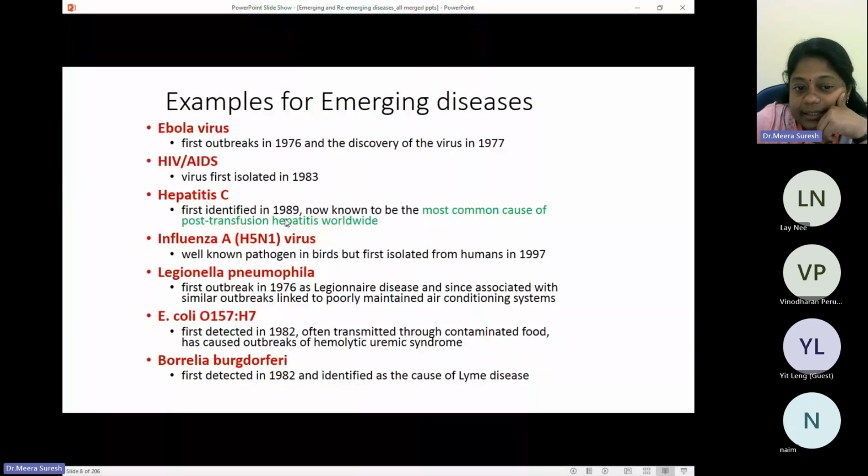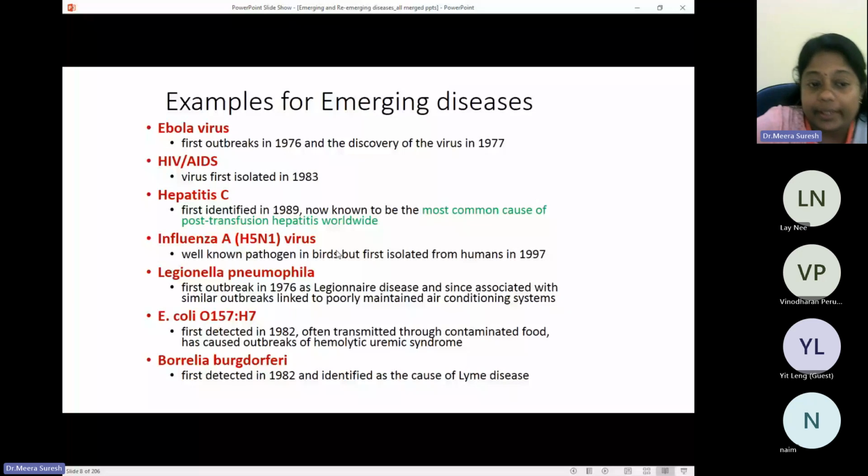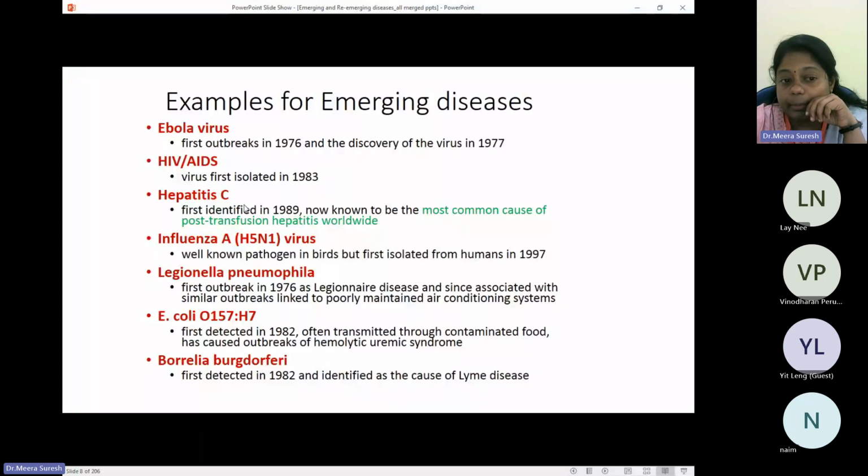Hepatitis C was first identified in 1989, now known to be the most common cause of post-transfusion hepatitis worldwide. And this one is the most important variety, which results in chronic hepatitis or even cancer. Then influenza A virus H5N1, a well-known pathogen in birds, which is the avian influenza, and it was first isolated from humans in 1997. Then Legionella pneumophila.